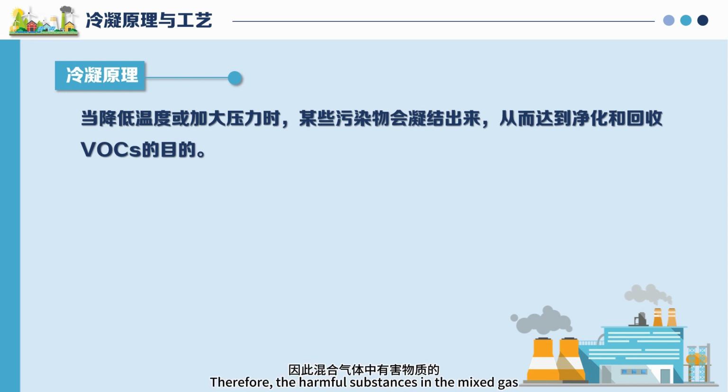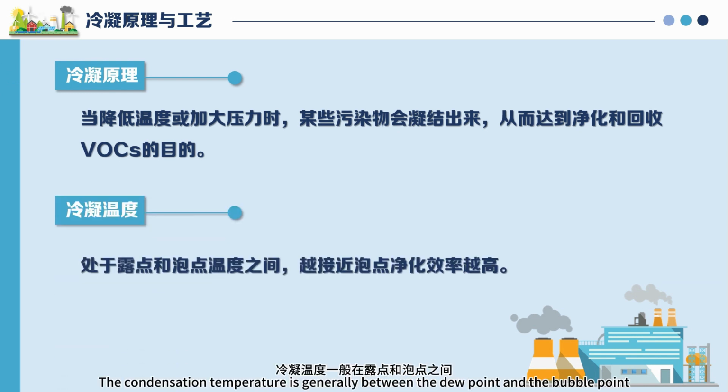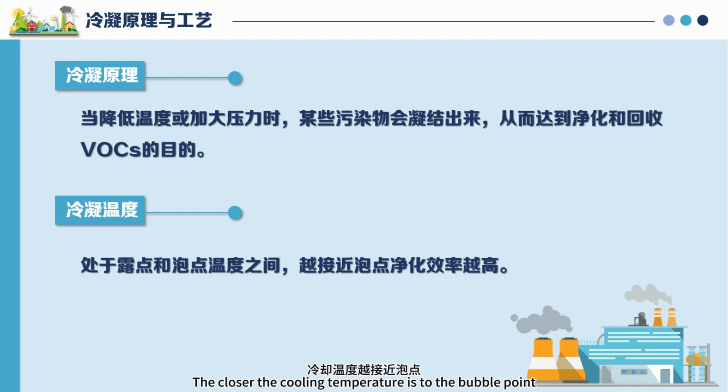Therefore, for the harmful substances in the mixed gas, the temperature must be below the dew point in order to condense. Heating liquid at constant pressure, the temperature at which the first bubble of liquid begins to appear is abbreviated as bubble point. The condensation temperature is generally between the dew point and the bubble point. The closer the cooling temperature is to the bubble point, the higher the degree of purification. Usually, the compression method can also be used, causing gaseous harmful substances to become liquid at critical temperature and pressure in order to remove or recover harmful substances, but due to the high cost, it is currently used less.